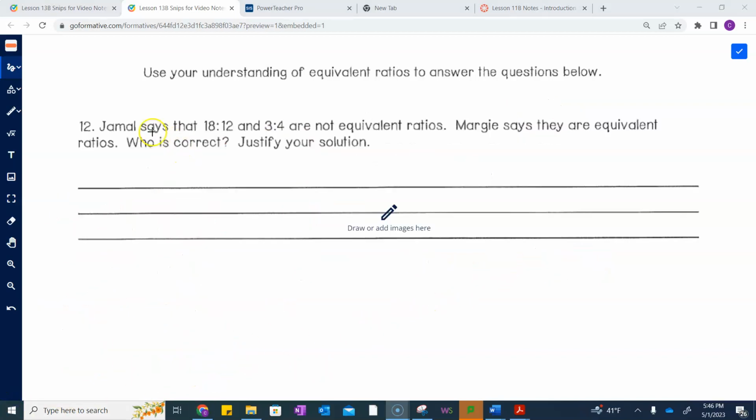Okay, I'm going to have you try to answer this question on your own, and when you're done, I want you to turn the video back on to see if you answered it correctly. Jamal says that 18 to 12 and 3 to 4 are not equivalent fractions. Marge says they are equivalent ratios. Who is correct? And justify your solution. So I want you to think about RACE: restate, answer, cite, and explain. Use math terms to help make sure you're clear in your explanation. If you're using it, they, them, you need to try to replace those with math terms that we've had today.